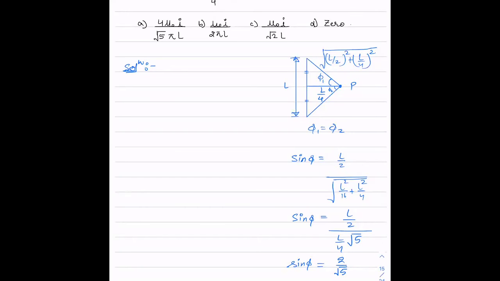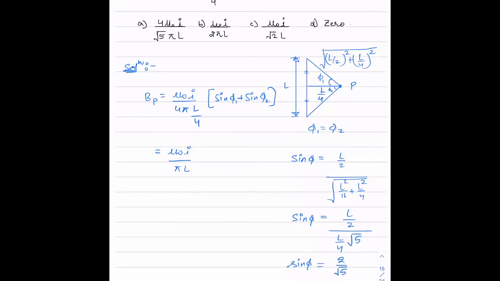Now the magnetic field at point P we will write as mu naught I by 4 pi r, where r is L by 4, so mu naught I divided by 4 pi L by 4, into sine phi 1 plus sine phi 2. See, I'm doing it step by step. In exam, you should skip steps; you should not do all these unnecessary steps.